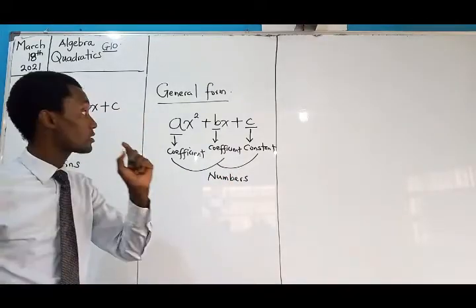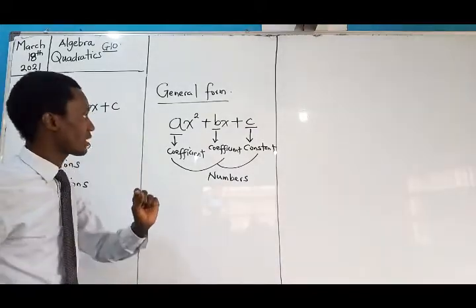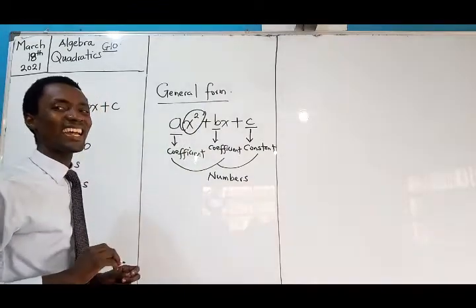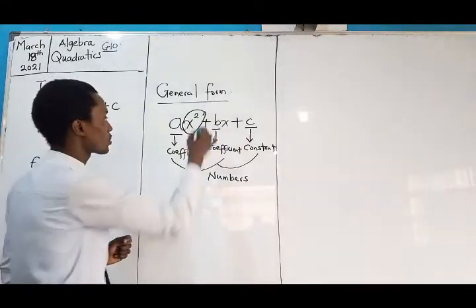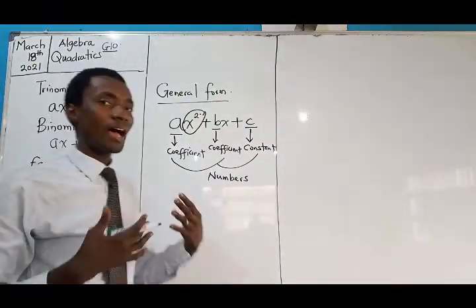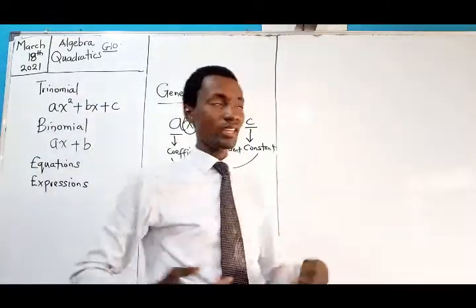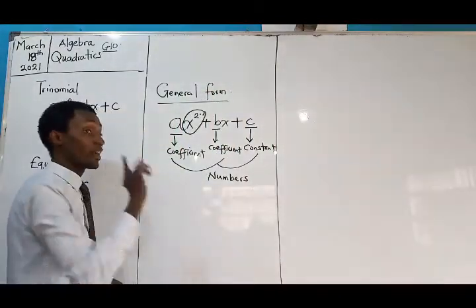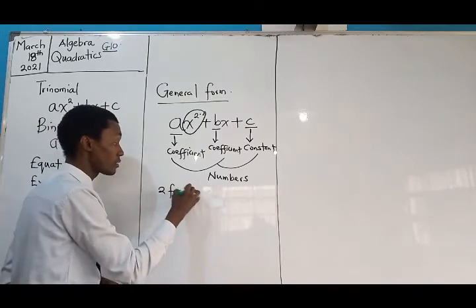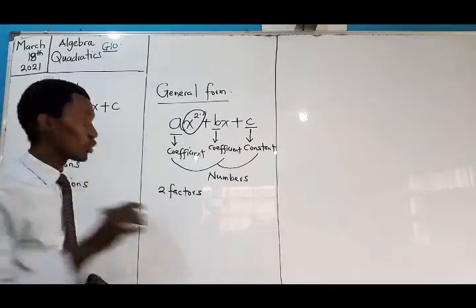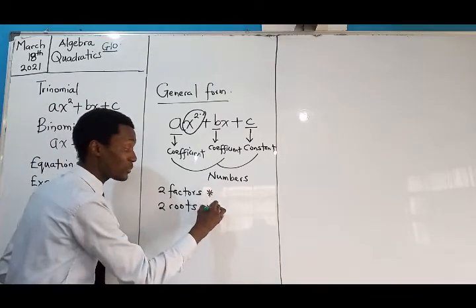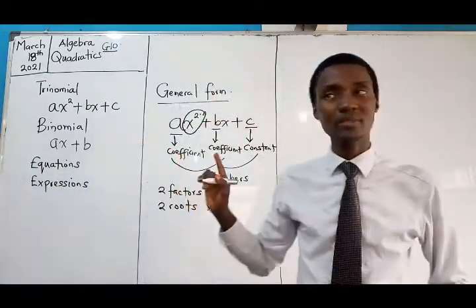The emphasis in a quadratic is this one here. We said that the degree of the unknown is what? 2. It means that when we deal with a quadratic, if we're dealing with an expression, we expect to get what? 2 factors. If we're dealing with an equation, we're expecting to get what? 2 roots. Take note of these terms.